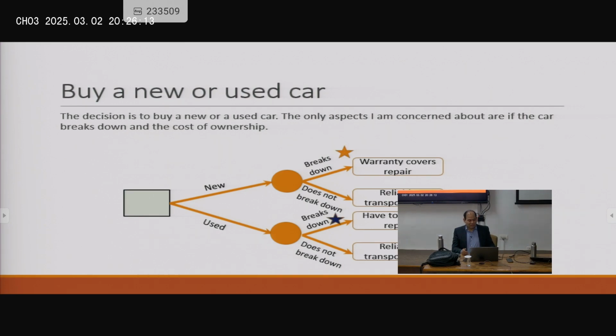So these probabilities are different. Just because we drew two uncertain nodes does not mean that they have the same probability. Of course, in decision trees, in reality, we will add the probability number to each of these arrows: this has this much probability of breaking down and the other one has that much probability of breaking down. The next question I have is, which car has a higher probability of breaking down? Used? How many of you say used? How many of you say new?